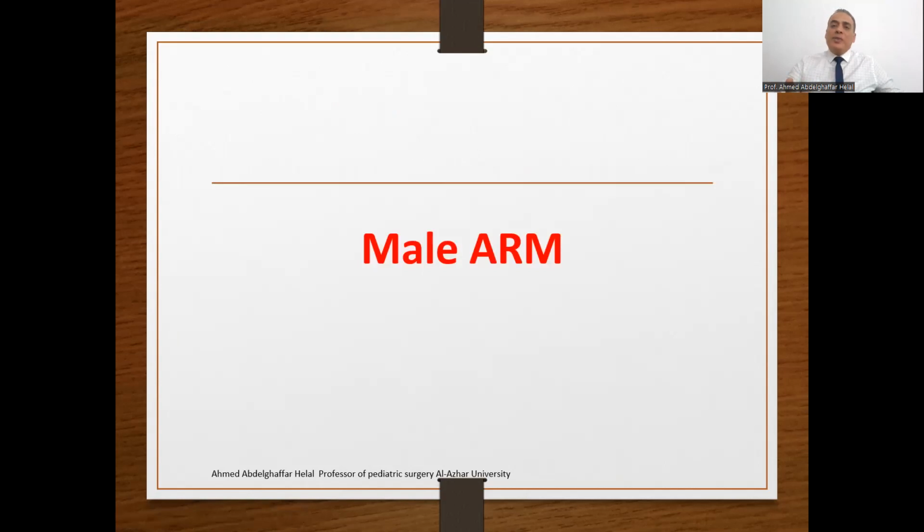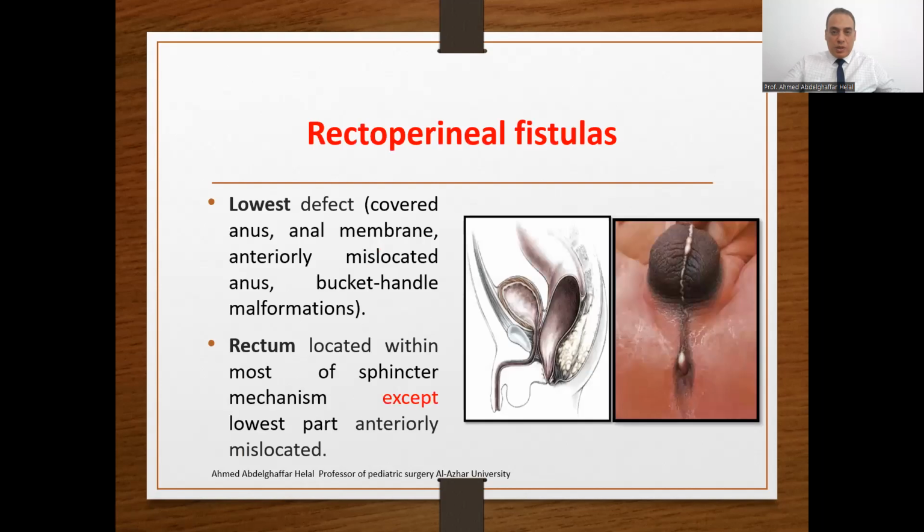At first, we will speak about the male anorectal malformation. Number one, or the first defect in the new classification, is the rectoperineal fistula. As you see, this is the rectum and this is the urethra. The rectum normally opens within the muscle complex here. And in this anomaly, it is displaced.